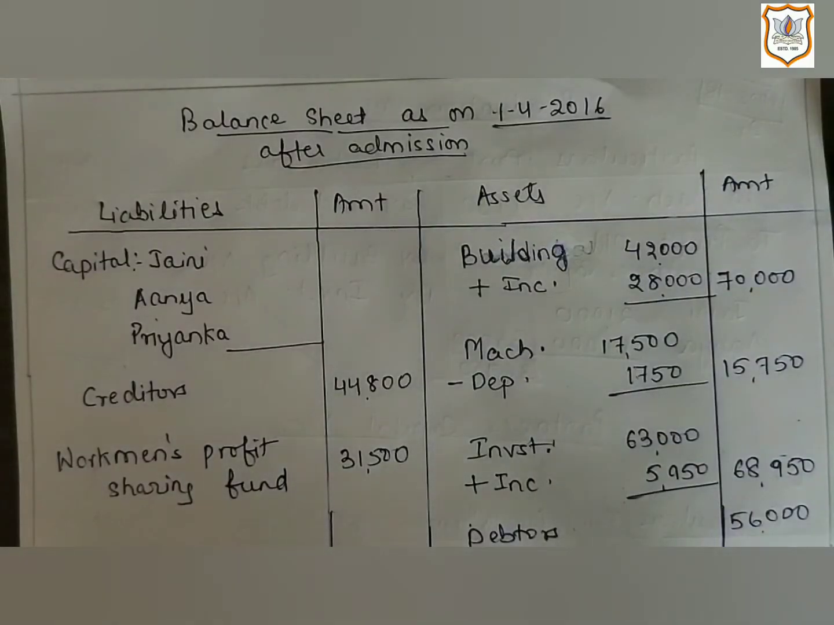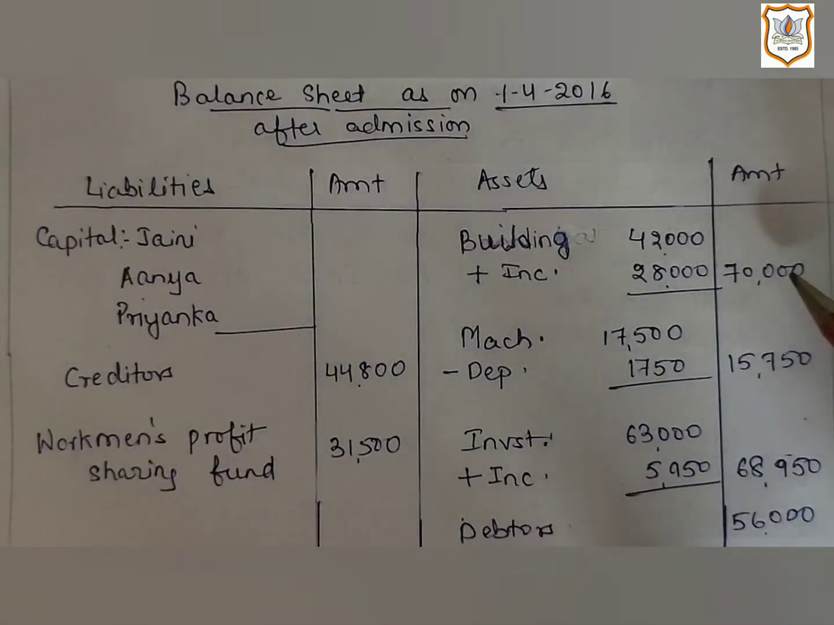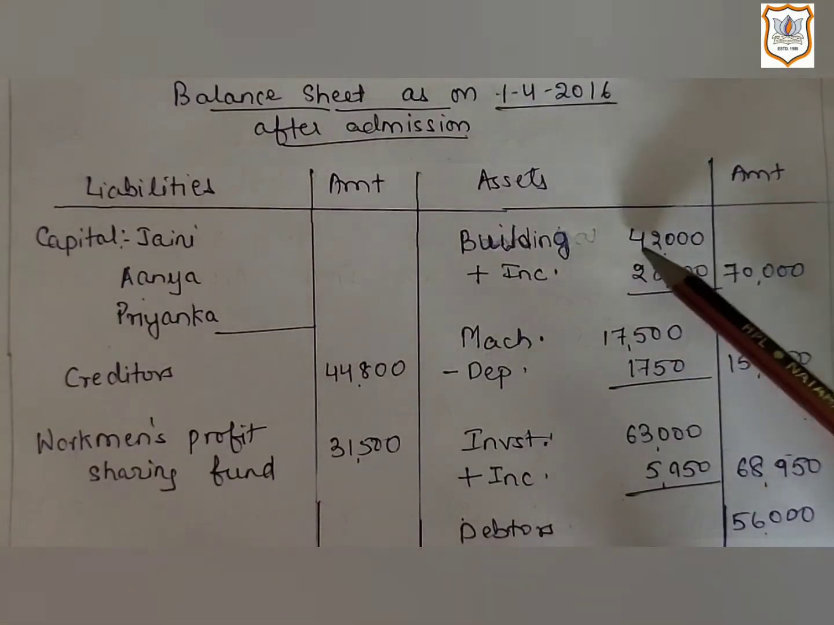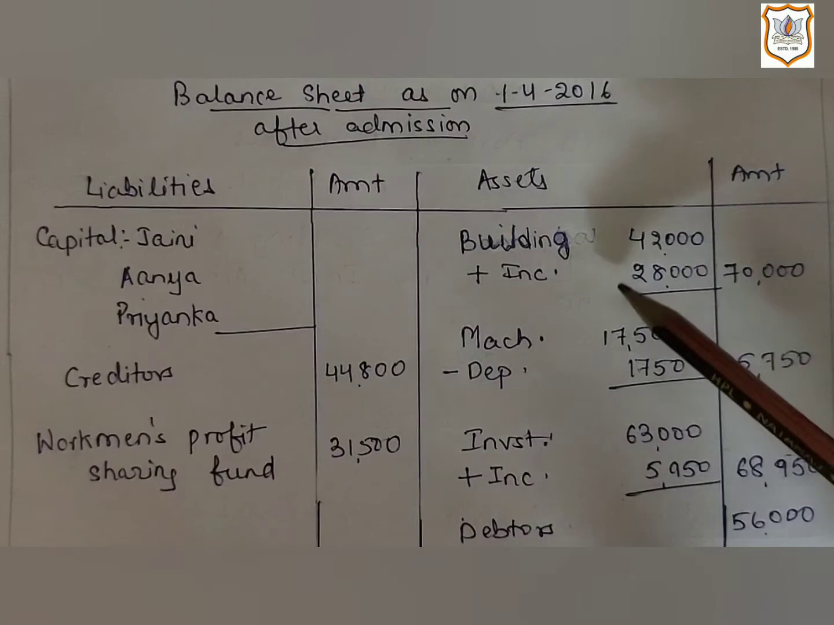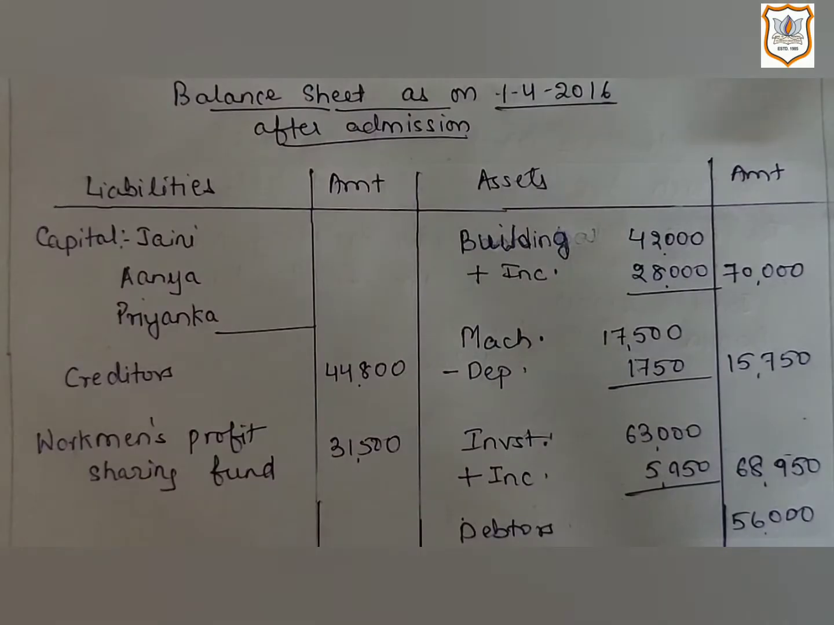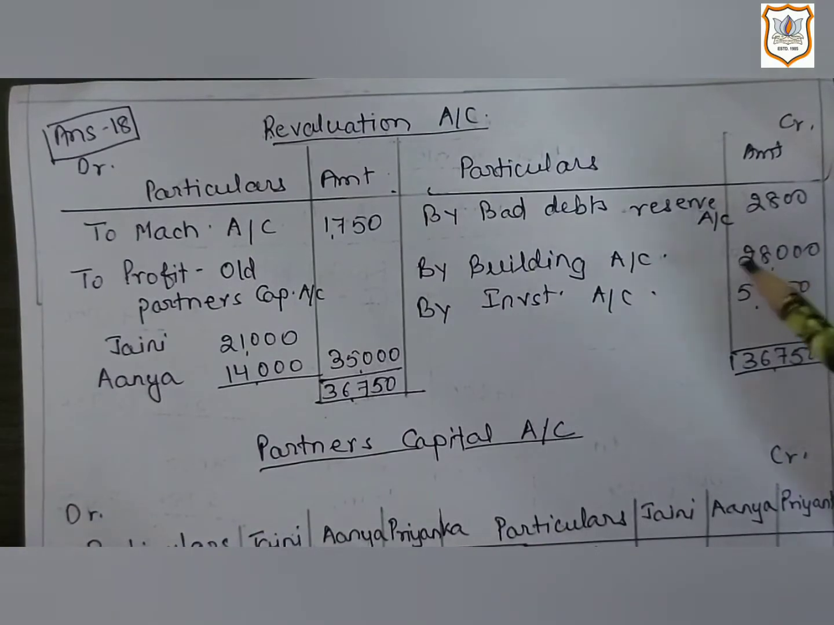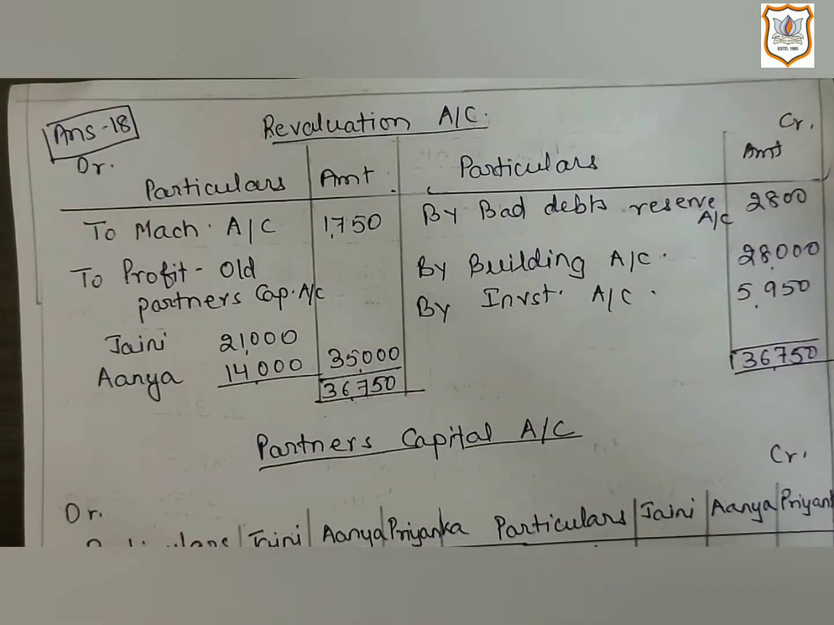Now the next point, the market value of building is rupees 70,000. In the old balance sheet, the value of building is shown at rupees 42,000. That means there is an increase in the value of building by 28,000. As the value of the asset is increasing, it is a profit for us, so we will record it on the credit side of the revaluation account. Here we will show 28,000, that is the increase in the value of building.